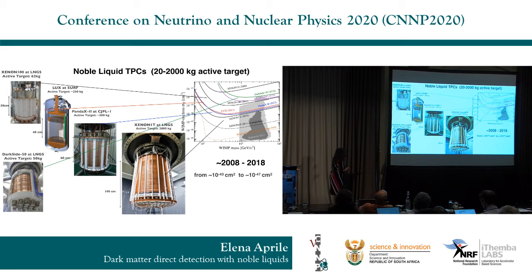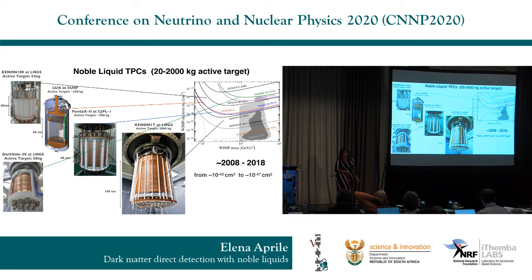We have the XENON family of detectors, from XENON10, which is not even shown, XENON100 with 62 kilograms, followed by LUX, a few hundred kilograms later, then PandaX in China with 500-something kilograms, and then XENON1T, which leads the field. And on liquid argon, we had much less development. We had DarkSide-50 with a 50 kilogram target. And what's impressive about this two-phase TPC technology is that we have gone from 10 to the minus 43 square centimeters spin independent cross section when I started to 10 to the minus 47 or so.